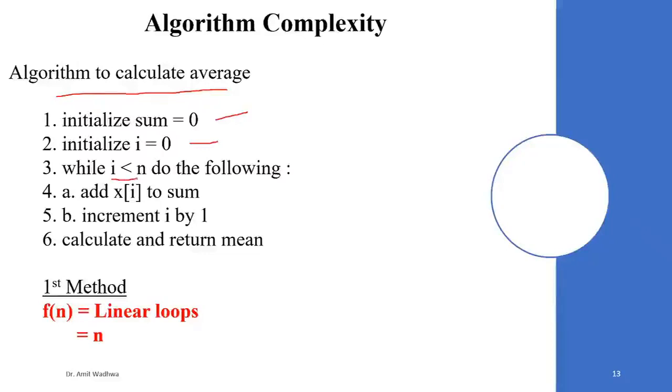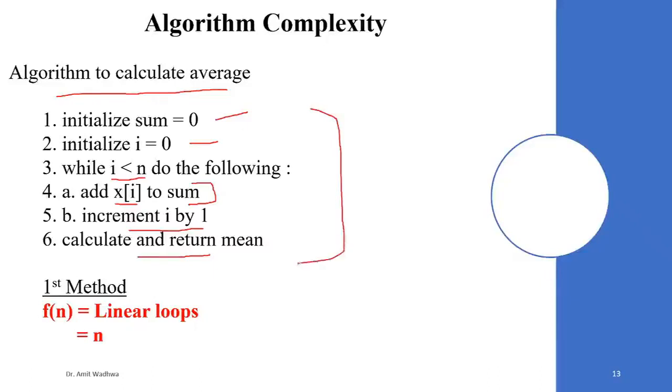Then we will check the condition: while I is less than n, where n is the size of the input. And then we add x to xi. Xi is basically the array which we are referring to, to store the data to sum. And then we increment I by 1, and then we calculate and return the mean. So we will calculate the average and return it. So all these steps are part of that algorithm.